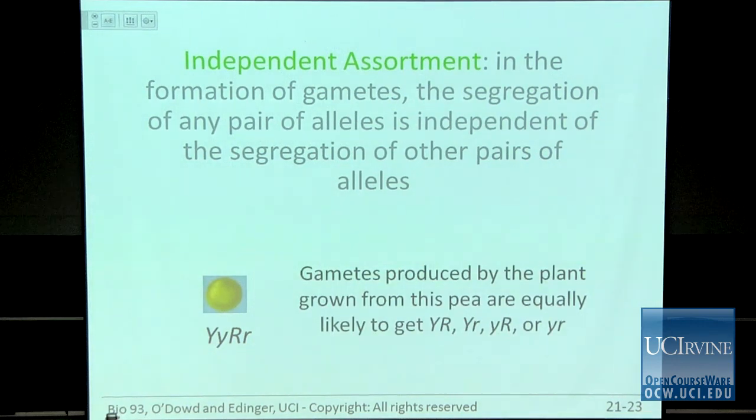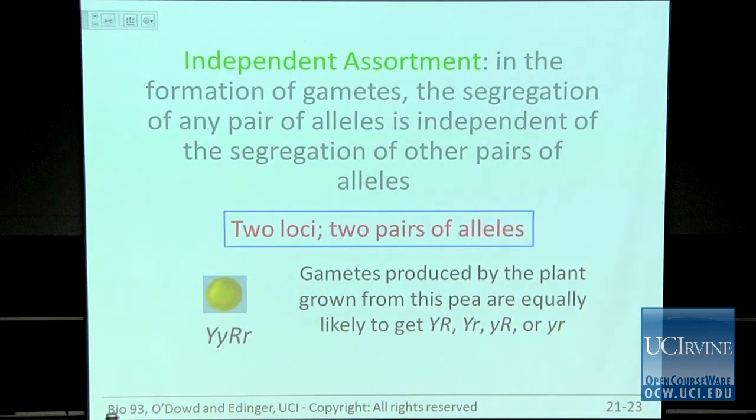If this P makes gametes, the plant produced by this P, they are equally likely to be all four of these possibilities, right? So you could have this big Y go off into a gamete with a big R. The big Y could go off with a little r. The little y could go with the big R. The little y could go with the little r. All are equally likely possibilities. And that is the principle of independent assortment.